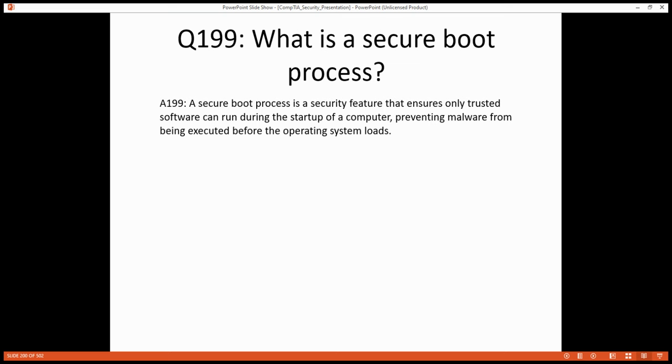Q199. What is a secure boot process? A199. A secure boot process is a security feature that ensures only trusted software can run during the startup of a computer, preventing malware from being executed before the operating system loads.